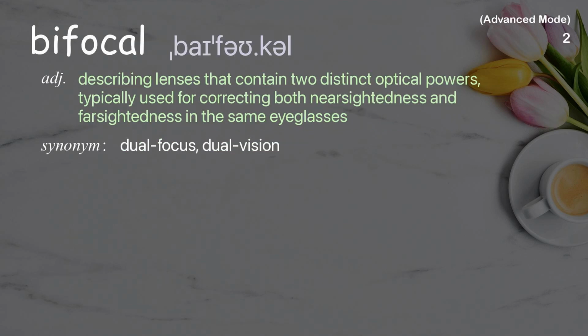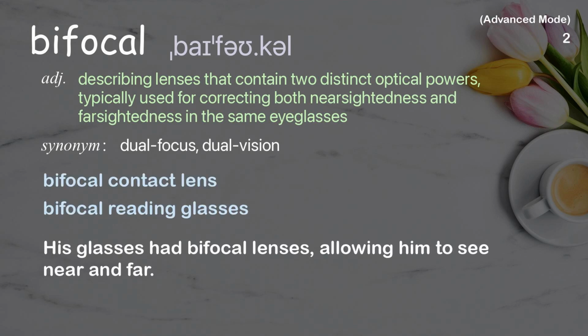Bifocal. Describing lenses that contain two distinct optical powers, typically used for correcting both nearsightedness and farsightedness in the same eyeglasses. Examples: Bifocal contact lens. Bifocal reading glasses. His glasses had bifocal lenses, allowing him to see near and far.